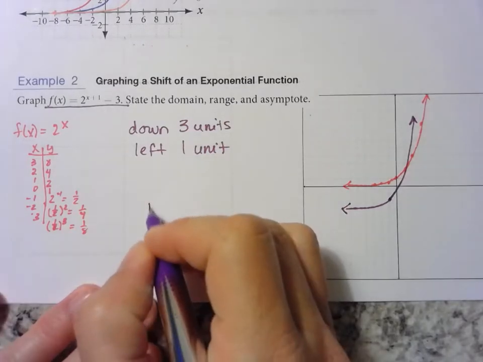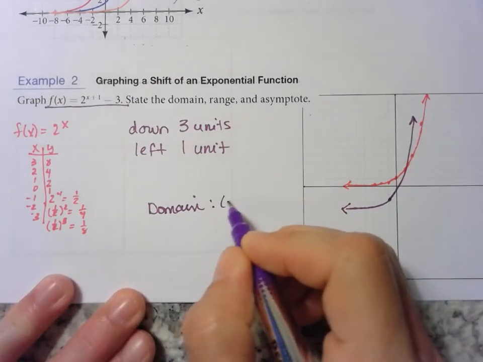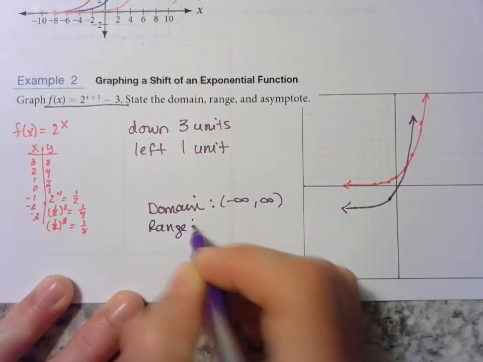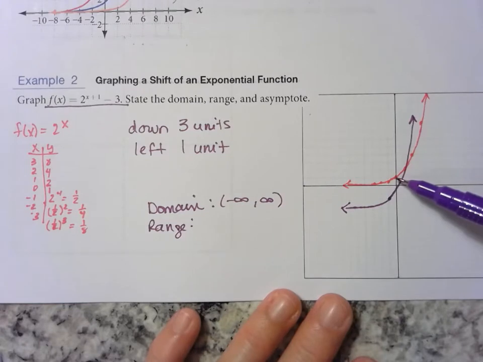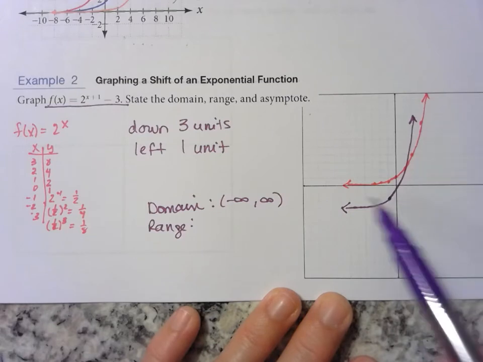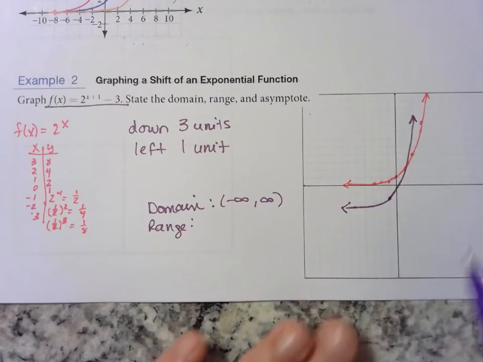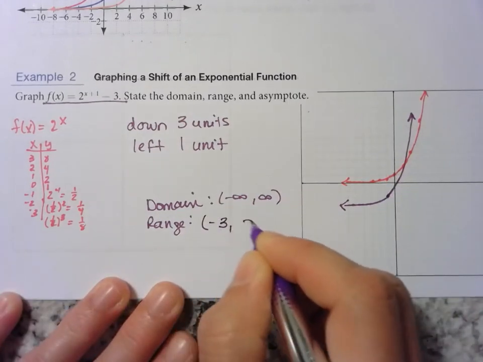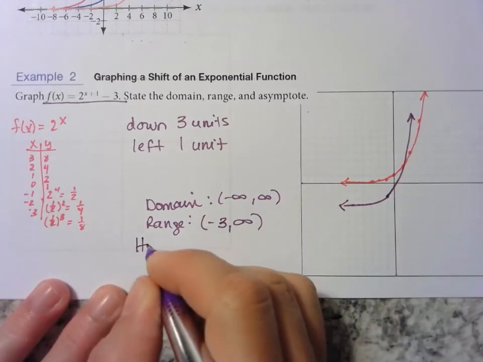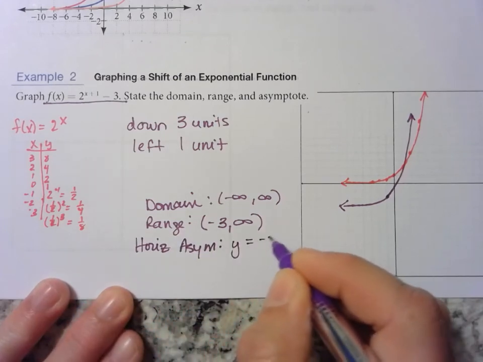So what is our domain? It's still going left and right forever, so the domain is still everything. The range. Remember, we took this graph and shifted it down 3 units. So if the range of this red one was 0 to infinity, the range of this one is going to be -3 to infinity. Remember, we do not include that bottom line because that's where your asymptote is going to be. That is the equation y equals -3.